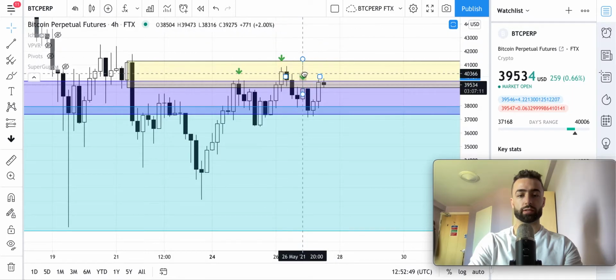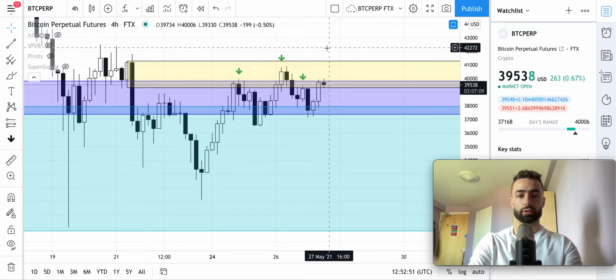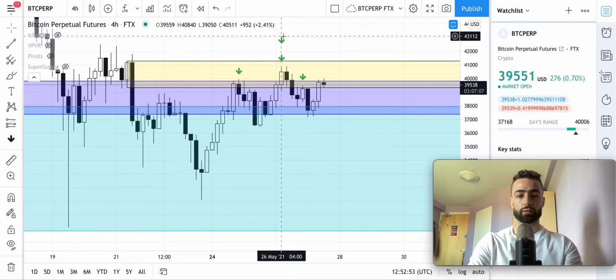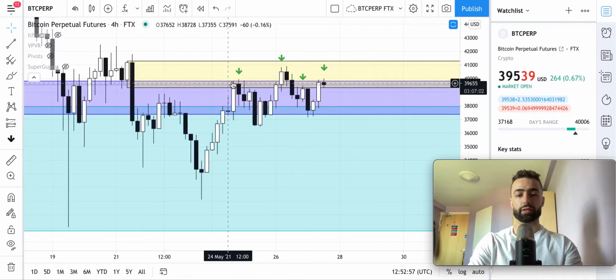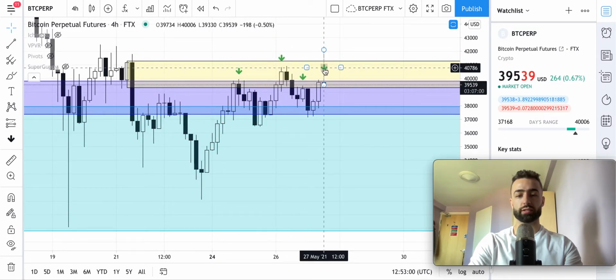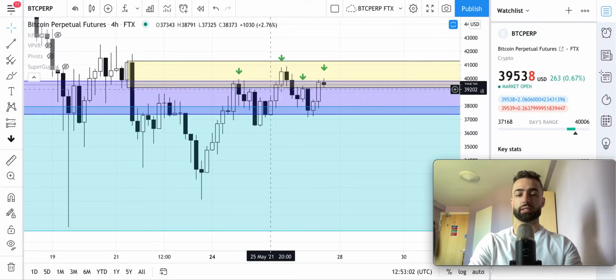TradingView needs to fix this. This is absolute garbage. It's hard to grab it. And then here's the 4th. So you can see every test of this. This is 4 tests. So every time we test this, it's getting weaker.